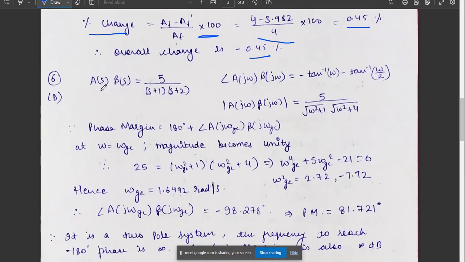So here it's given that A(s) into beta(s) is equal to 5 upon (s plus 1)(s plus 2). Now how much will the phase be? The phase will be the angle of A(j omega) into beta(j omega), which will be equal to minus tan inverse of omega minus tan inverse of omega by 2, right? This will be the phase of A(s) into beta(s). Now the magnitude, which we have to find out, will be equal to 5 upon under root of omega square plus 1 into under root of omega square plus 4.